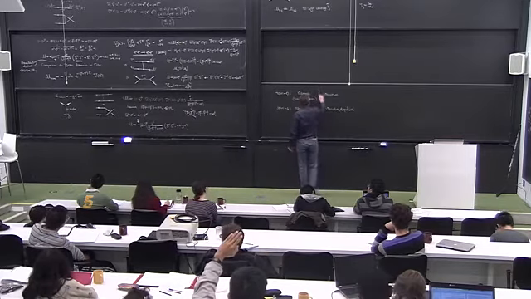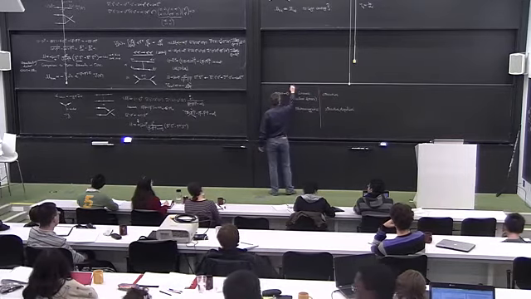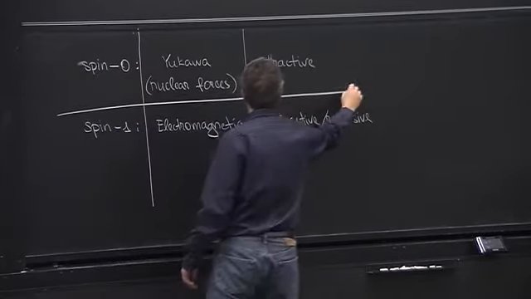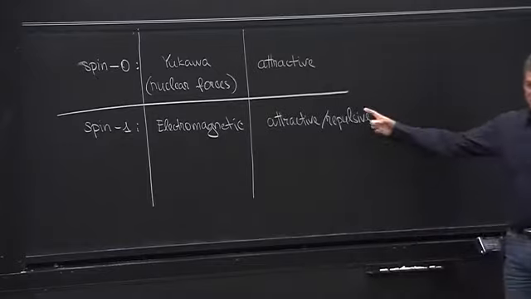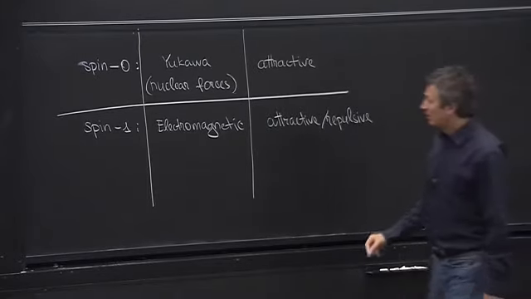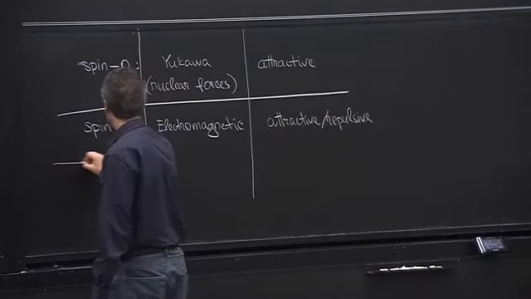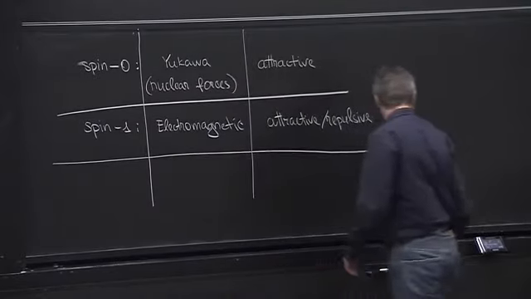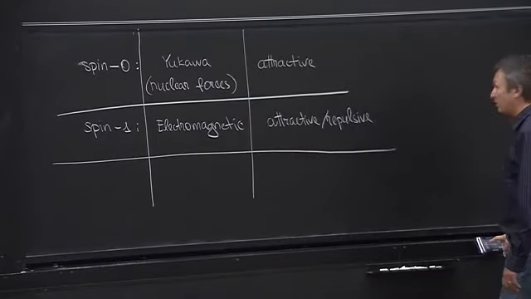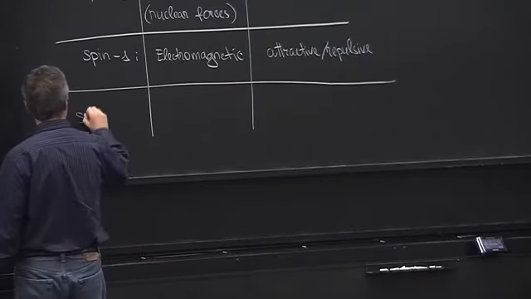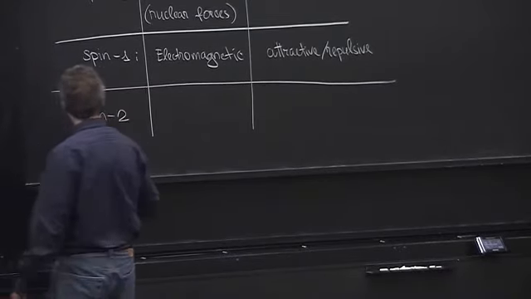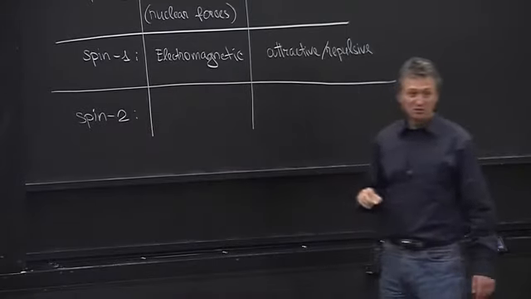So anyway, can we continue this table? Certainly we can add at least one row because we know very well what is the spin 1 particle.